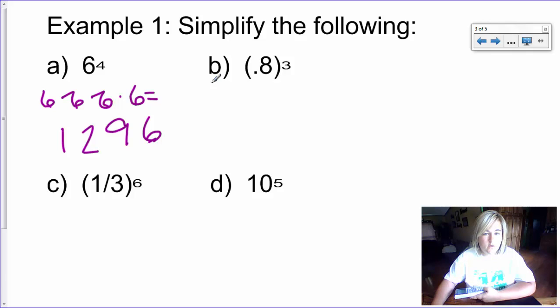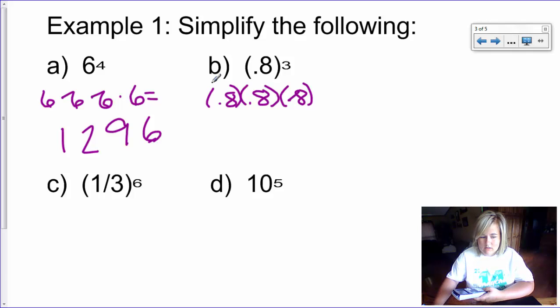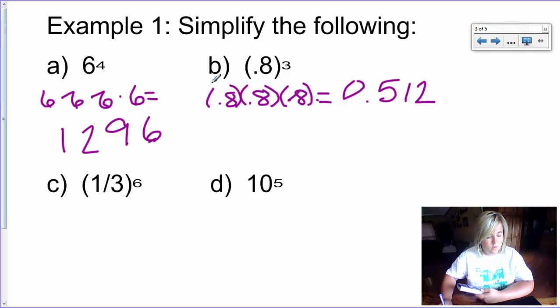We're going to do the same thing on B. If I have 8 tenths to the 3rd power, that means I'm going to take 8 tenths times itself 3 times. It's good to use parentheses in this case so we don't get confused. So we're going to show 8 tenths times 8 tenths times 8 tenths equals, and then once again, I can punch it into my calculator. So I have 8 tenths to the 3rd power, and that gets me 0.512 or 512 thousandths.